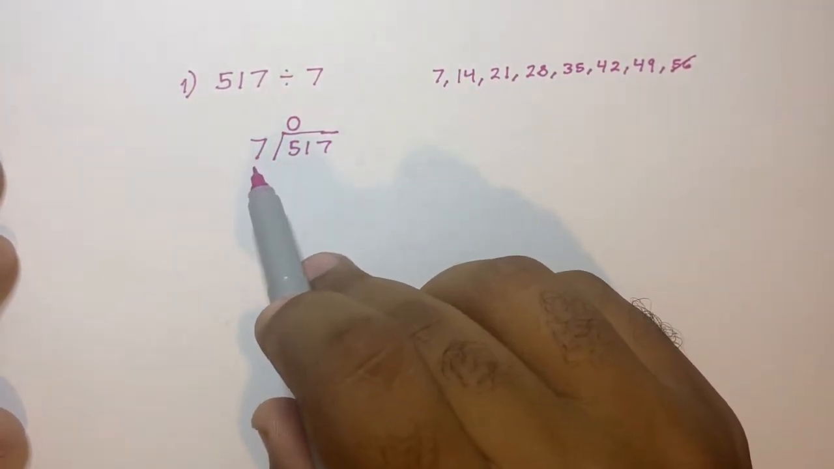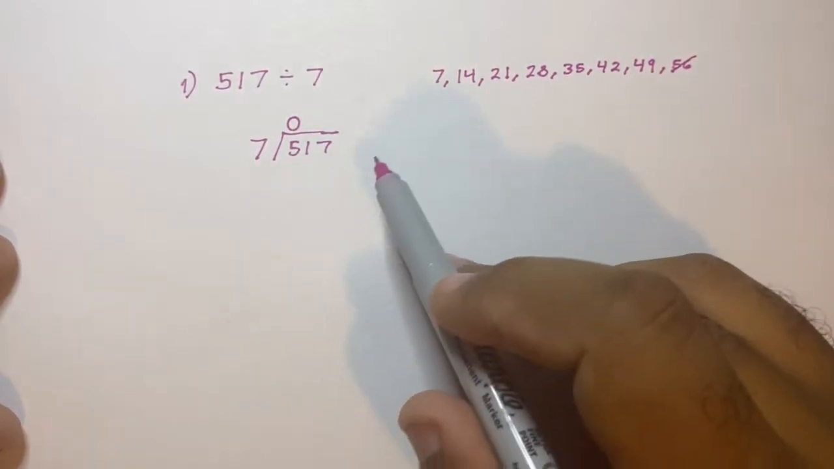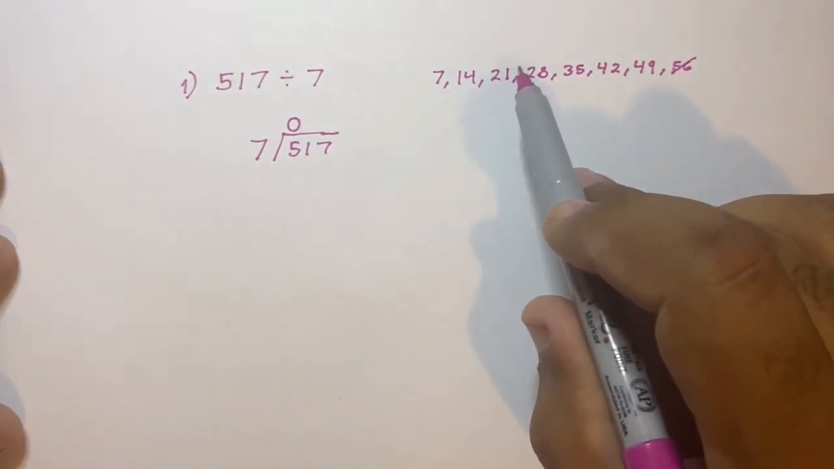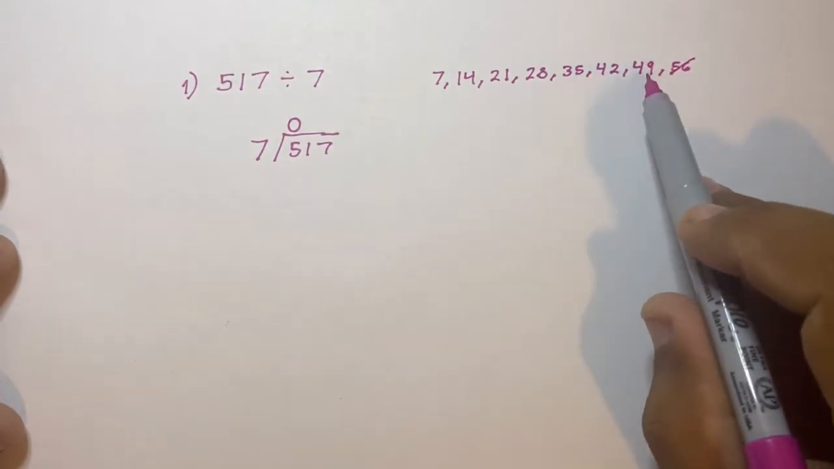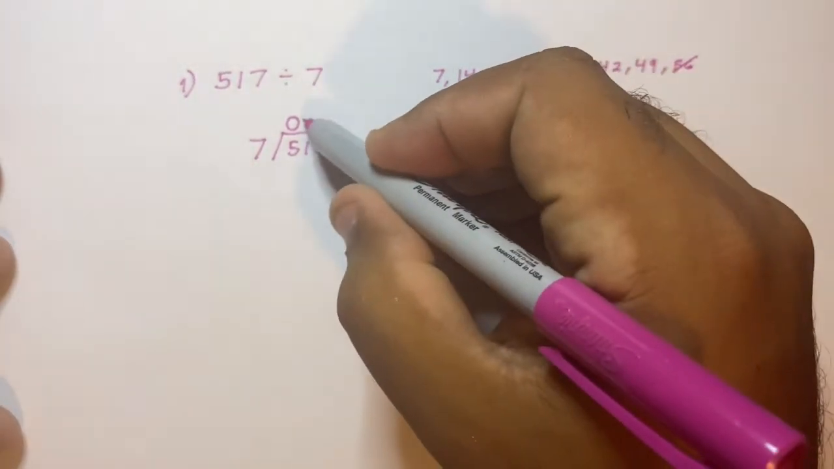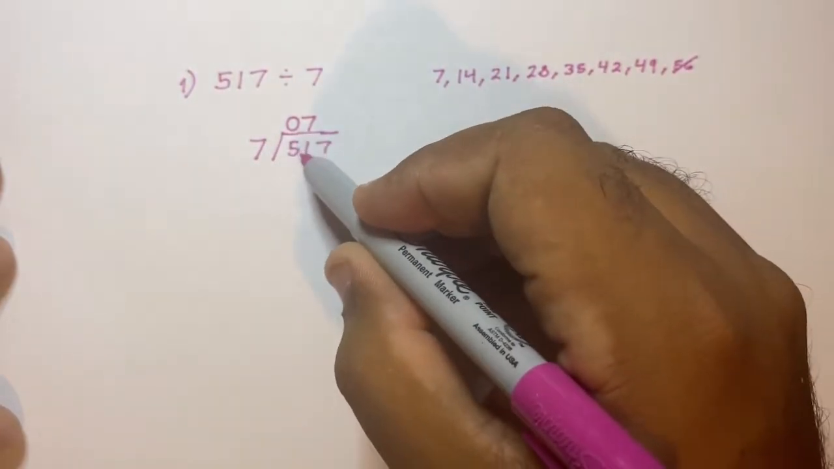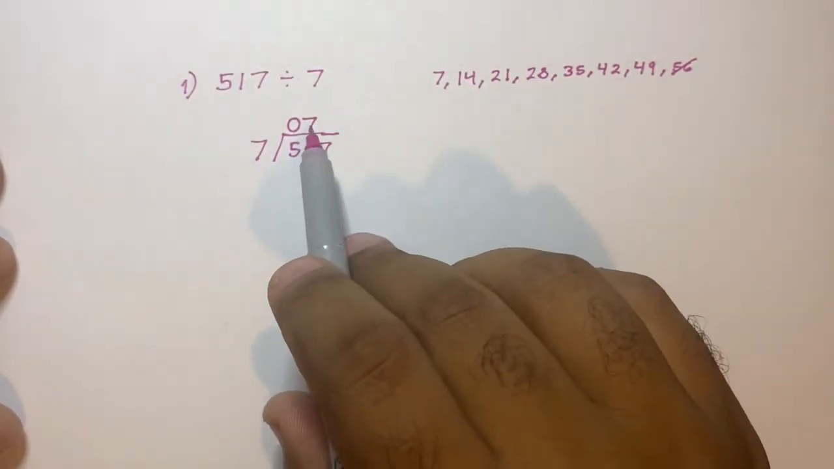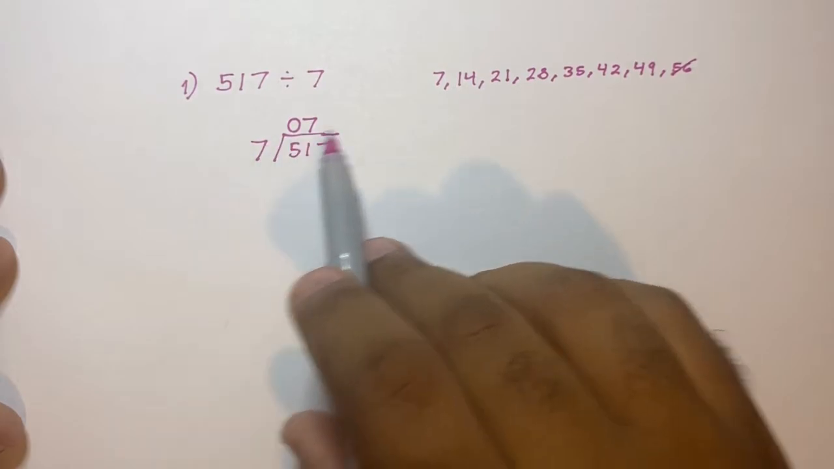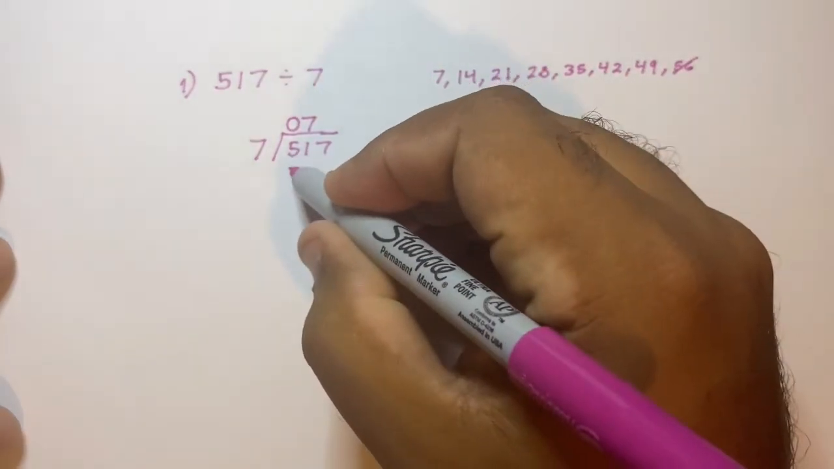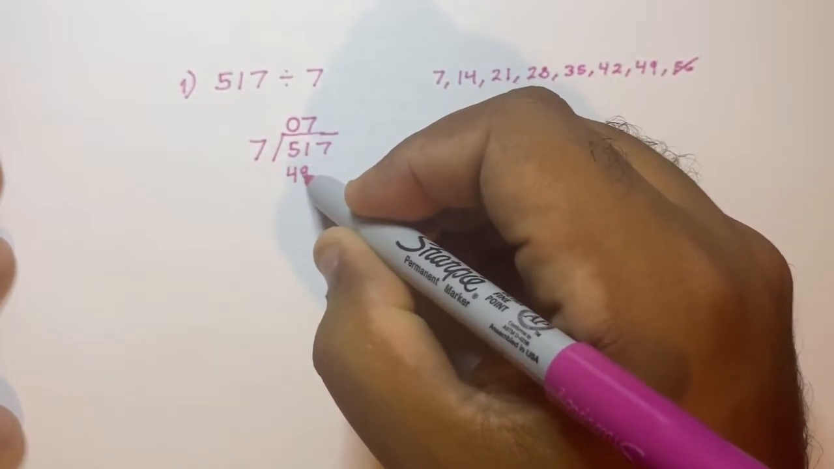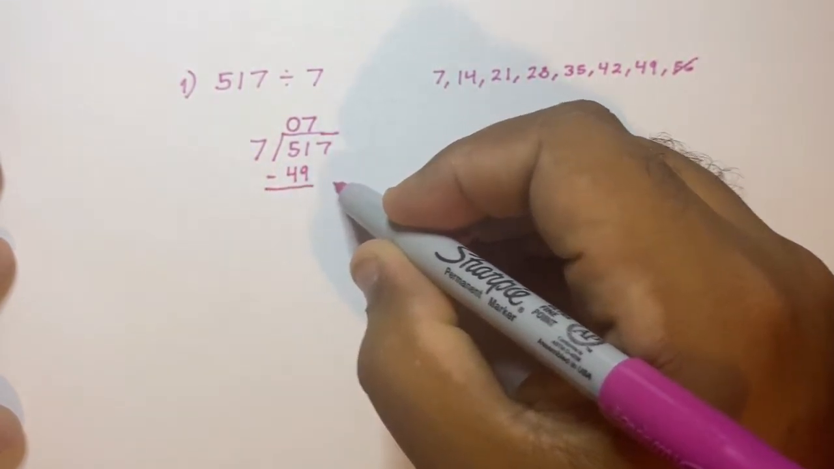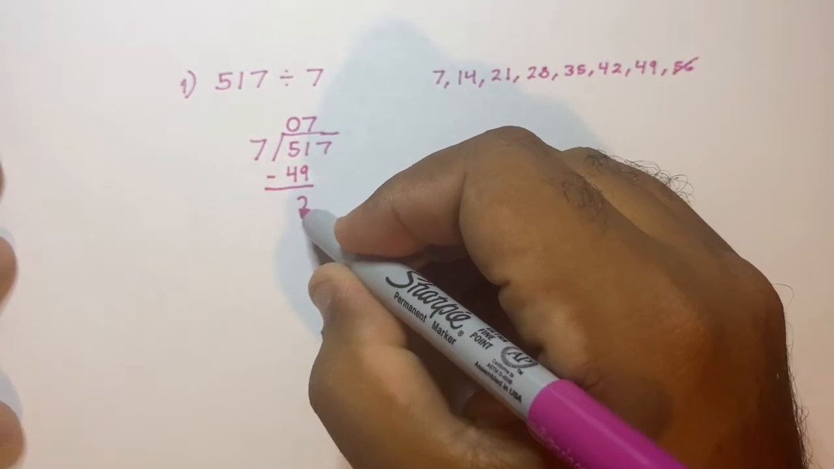So how many times can this 7 fit inside 51? If you know your multiples, we know that this 7 can fit inside 51 1, 2, 3, 4, 5, 6, 7 times. So that's what we put here. 7 can fit inside 51 7 times. So now the next step is to figure out what this 7 times this 7 is. We already have the answer here. It's 49. We'll put the 49 down here. 51 is going to subtract 49. And we know that the answer to this would be 2.